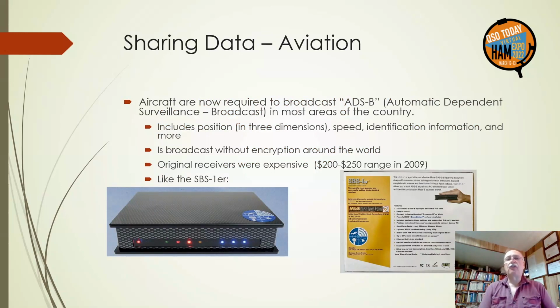Aircraft are now required to broadcast something called ADS-B, which is short for Automatic Dependent Surveillance Broadcast, in most areas of the country. This broadcast is digital data that includes position in 3 dimensions, speed, identification information, and a lot more. It's broadcast without encryption and around the world. The original receivers were expensive, like the SBS-1ER, which was in the $200 to $250 range in 2009 when it came out, and it's about the size of a hardbound book.